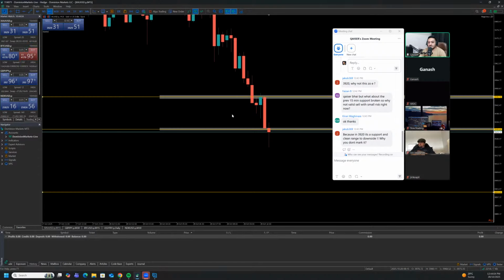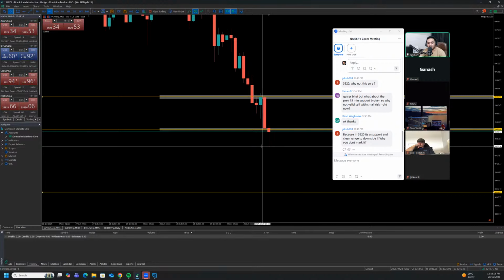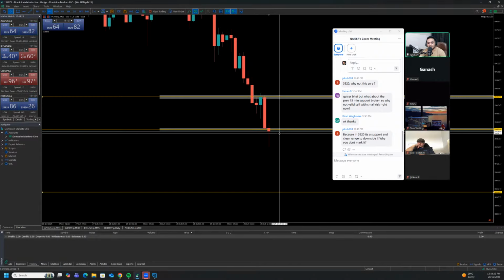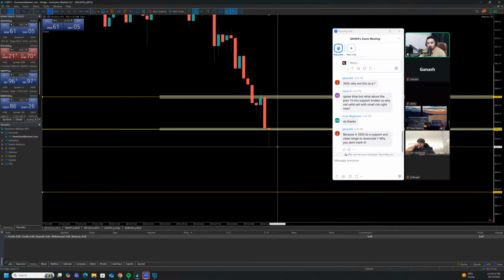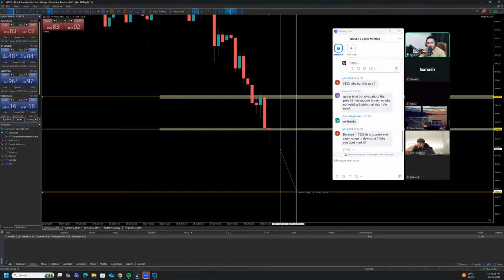Because in 3920 it's a support and clean range to the downside, why don't you mark it? I already marked it. If you look at the stream from the starting, I marked this level, but then I removed it because we already tapped that level. If I wanted to take a sell, sells only make sense if the candle breaks and closes below this support area 3920, so I can go with that volume to continue pushing to the downside.